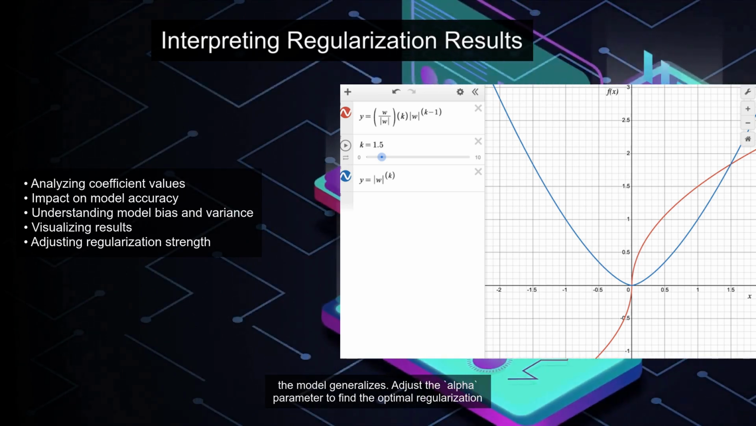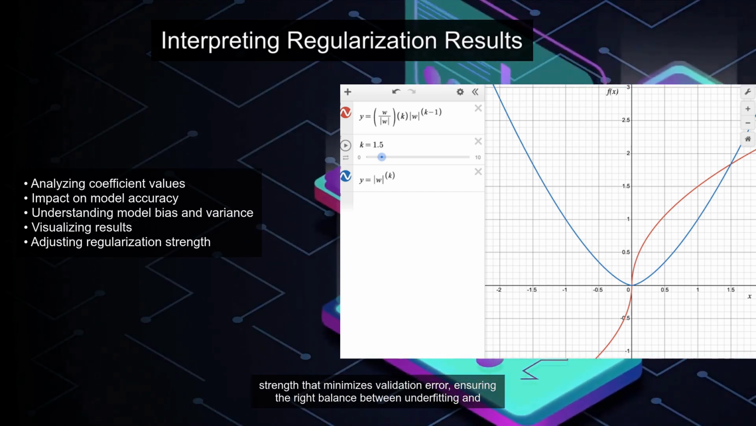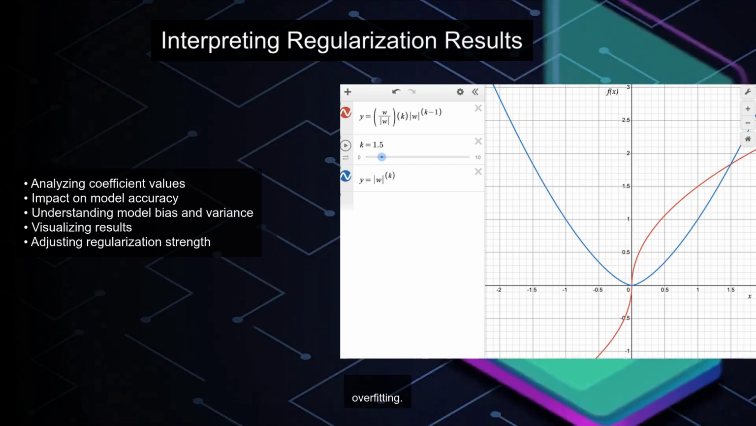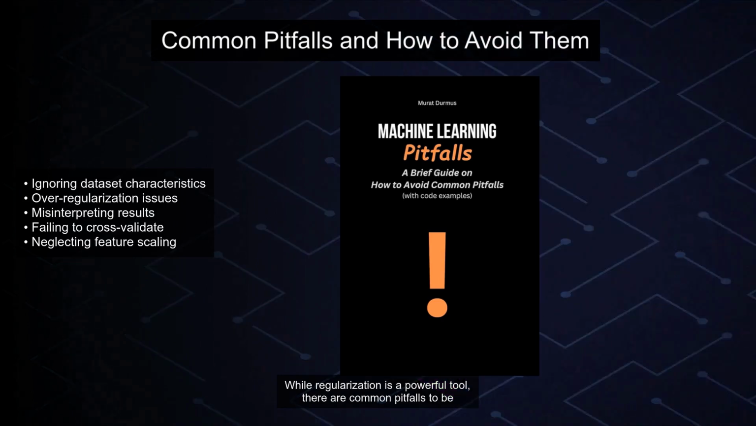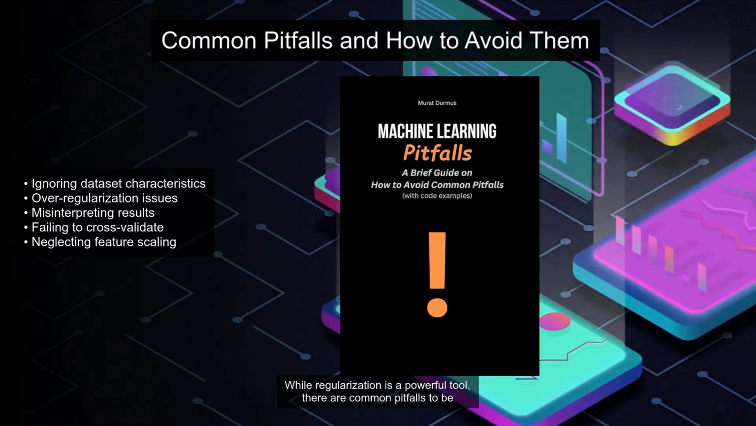Visualizing the model's predictions versus actual values can provide insights into how well the model generalizes. Adjust the alpha parameter to find the optimal regularization strength that minimizes validation error, ensuring the right balance between underfitting and overfitting. While regularization is a powerful tool, there are common pitfalls to be aware of.